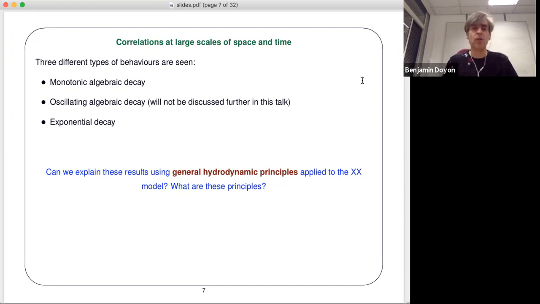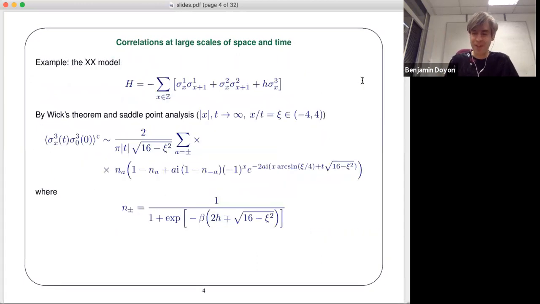Okay. So the first thing I want to talk about is the trivial bit. I mean, the non-trivial bit is that, but I want to talk about this trivial bit.